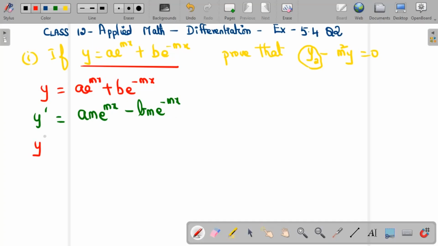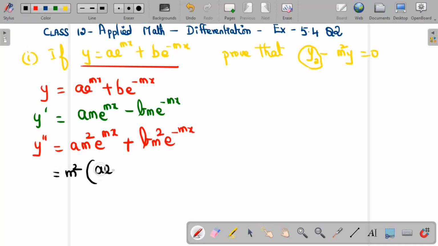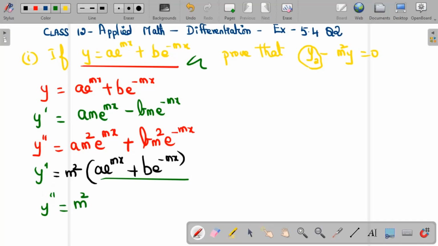For the second order differentiation, y double dash is equal to a m squared e power mx, minus of minus will be plus b m squared e power minus mx. Now between these two terms, I'm going to take the m squared outside. So m squared times a e power mx plus b e power minus mx. I'm going to rewrite this expression as nothing but the y that's given to us. So y double dash is going to be equal to m squared y.